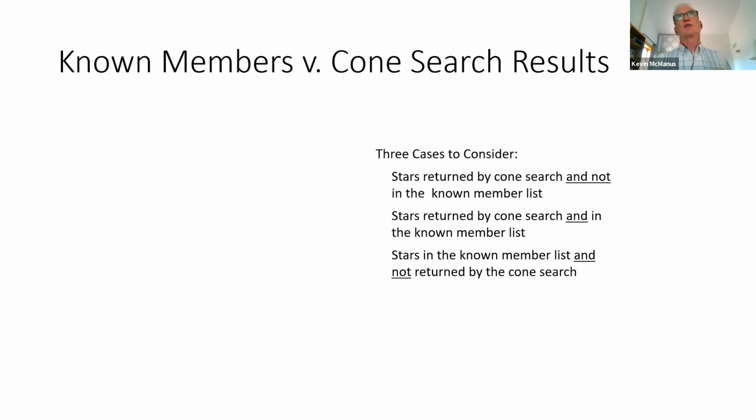Essentially, we have three cases to consider. There are stars that were returned by the cone search and not in the known member list. So those you would generally think of as just being background stars. There are stars that are returned by the cone search and in the known member list. So hallelujah, these are the Pleiades members that we actually found. And then there are stars in the known member list that weren't returned by the cone search. And so the question is, why did our cone search not find these?